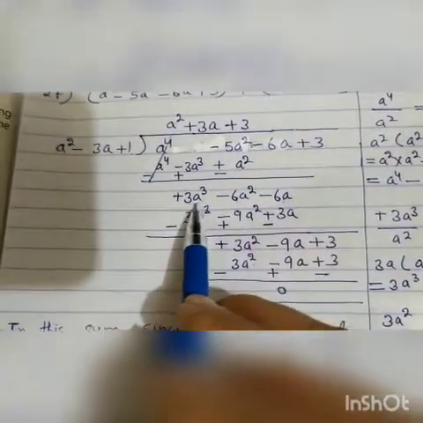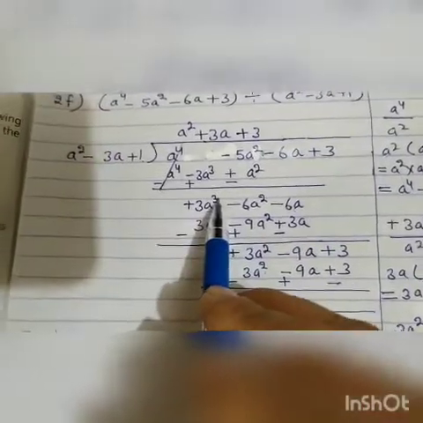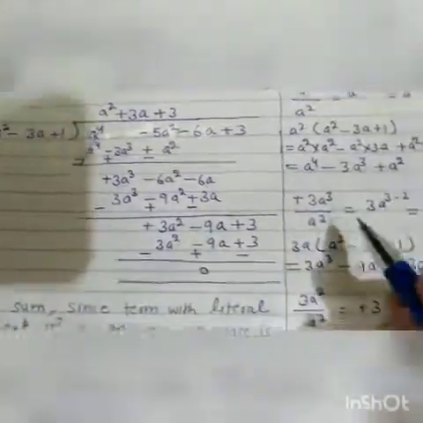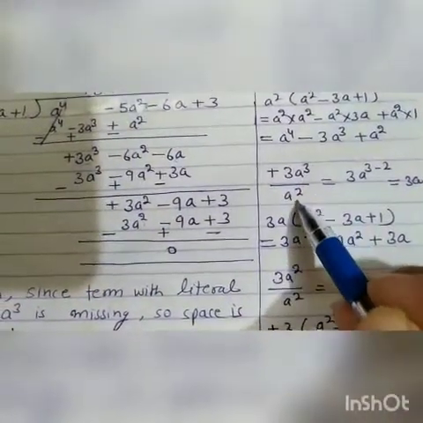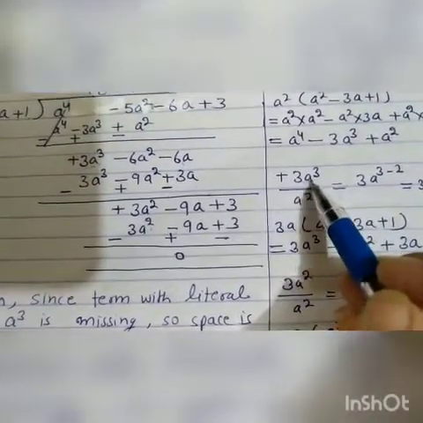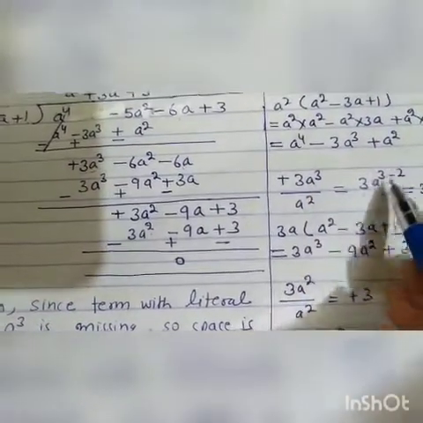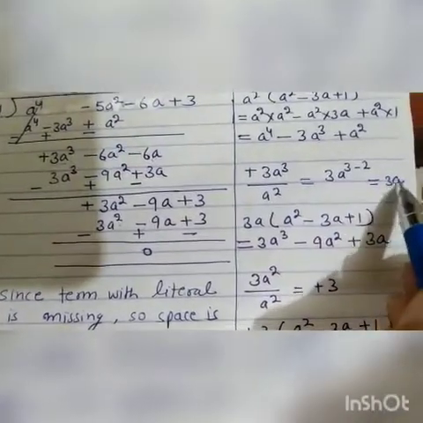The first term of this dividend is plus 3a cube and the divisor is again a square. So plus 3a cube upon a square is equal to 3a power 3 minus 2, and we get 3a.